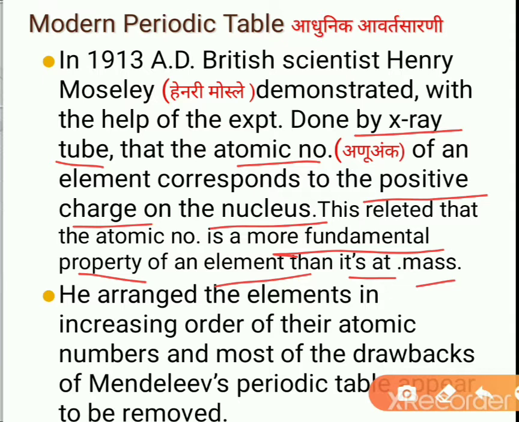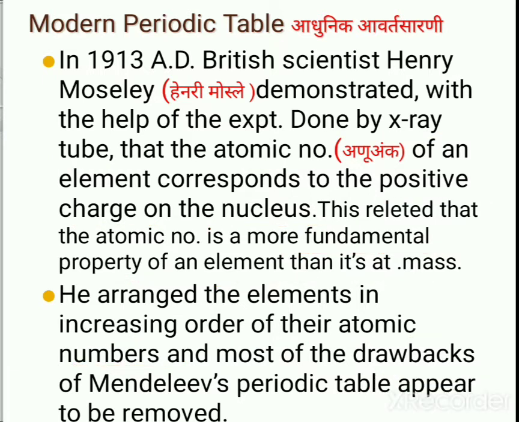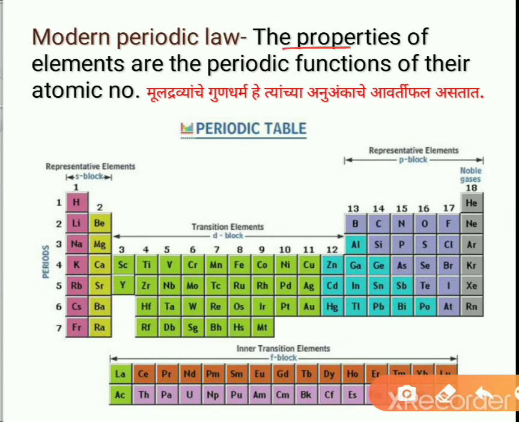He arranged the elements in increasing order of their atomic numbers, and most of the drawbacks of Mendeleev's periodic table appear to be removed. The properties of elements are periodic functions of their atomic number. What? The properties of elements are the periodic functions of their atomic number.